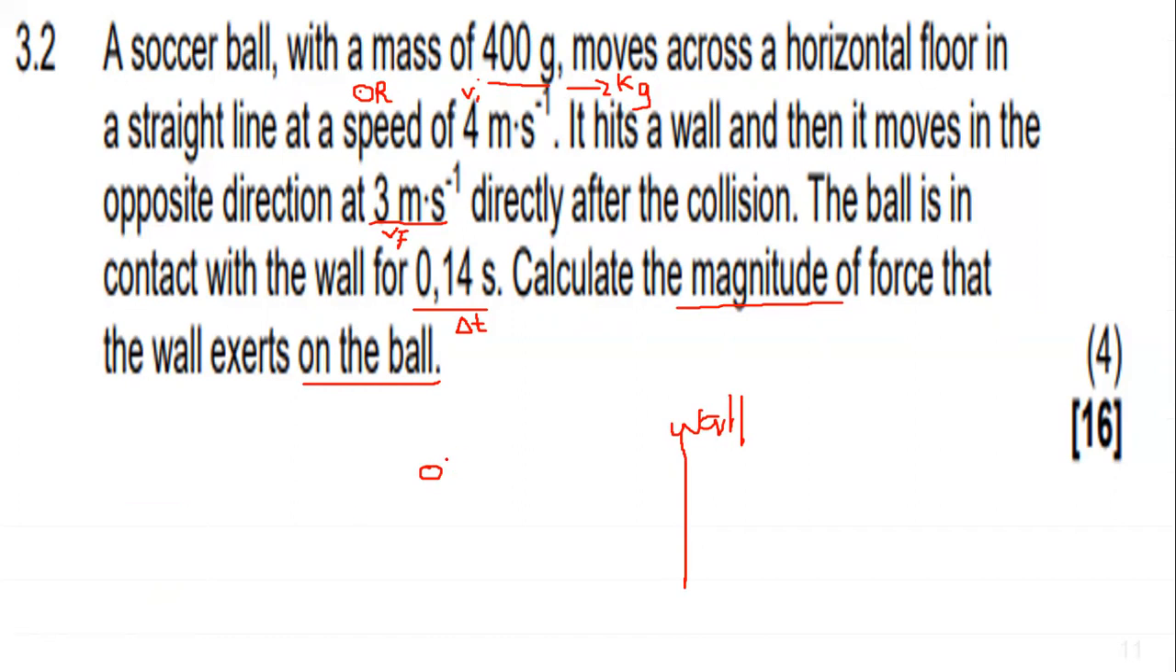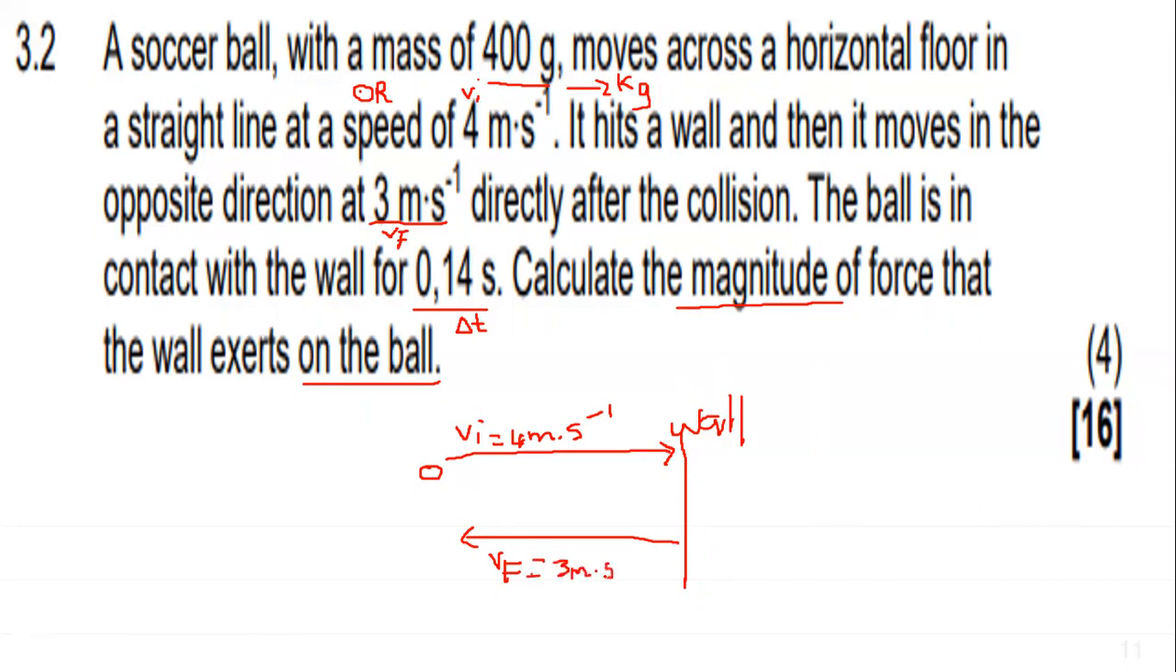So let us say this is your wall. And here you have a soccer ball. Now our soccer ball is actually going towards the wall altogether. And as it goes towards the wall, it is going with an initial velocity of 4 meters per second. And then after hitting the wall, it goes in that direction. And now that one is 3 meters per second.